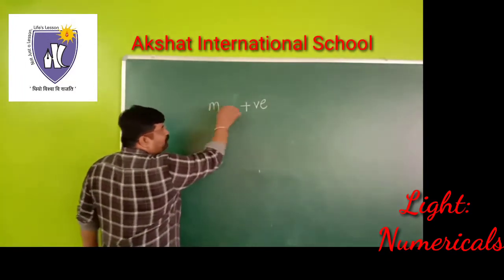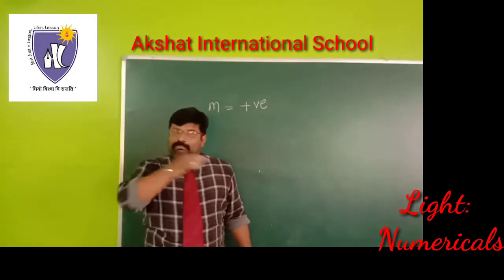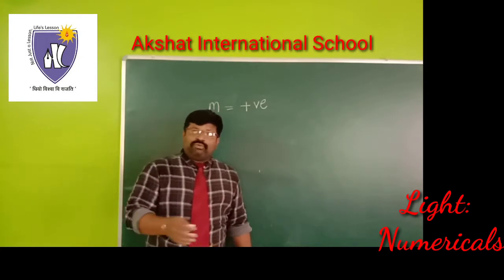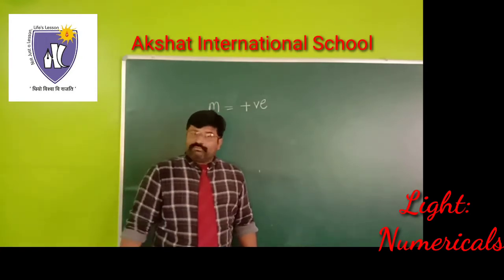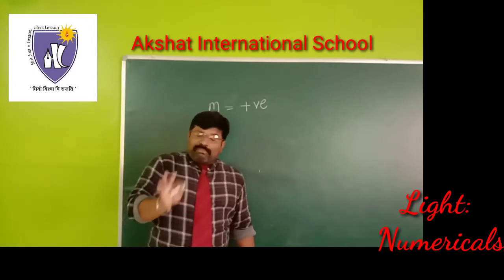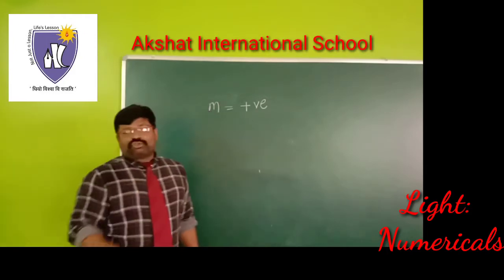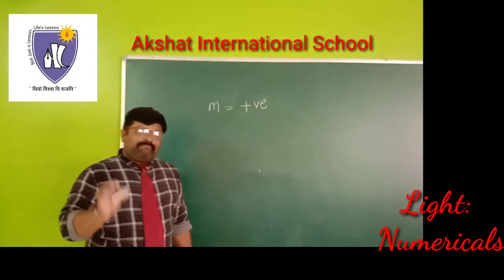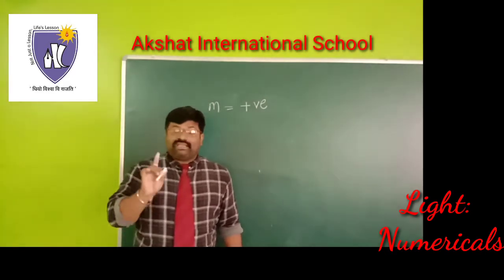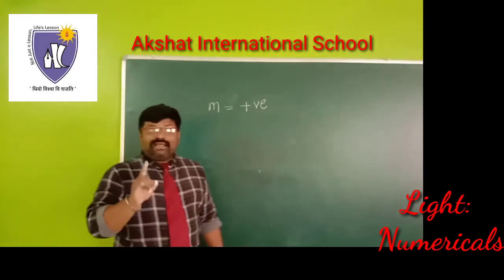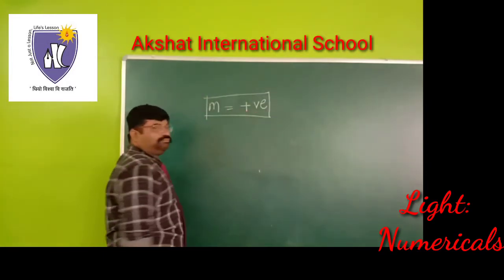Okay, and suppose m is given a positive value: +1, +2, +1/2, or say +1/3, 1/4. If m, that is magnification, is given positive, then one thing is sure: the image is virtual and erect. The image is virtual and erect if m is given positive.